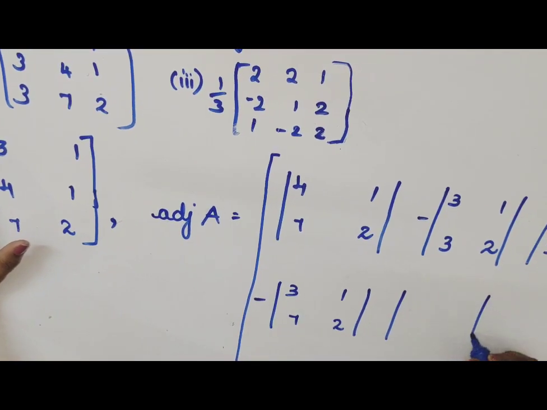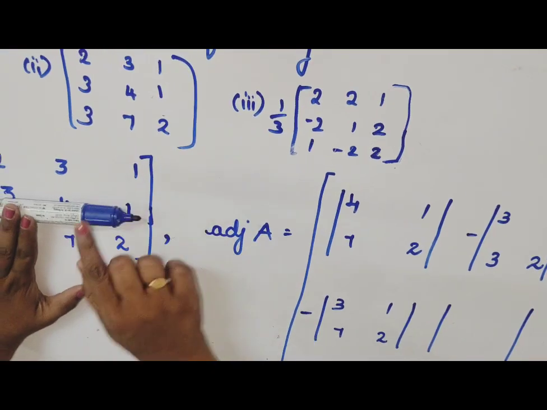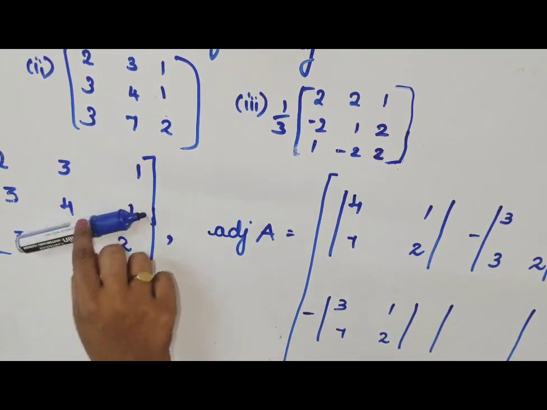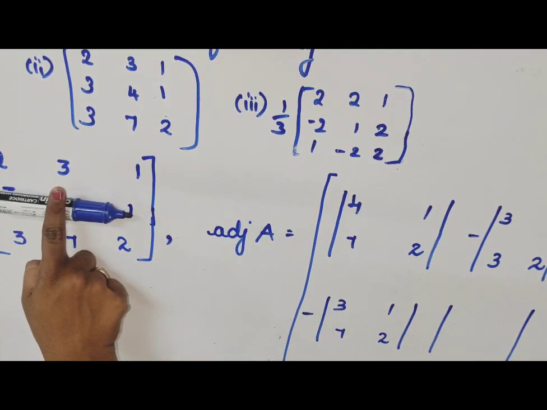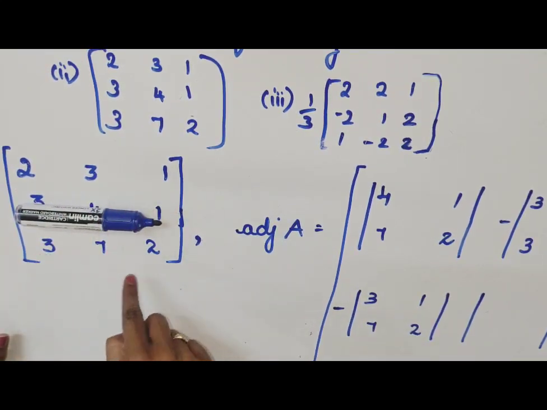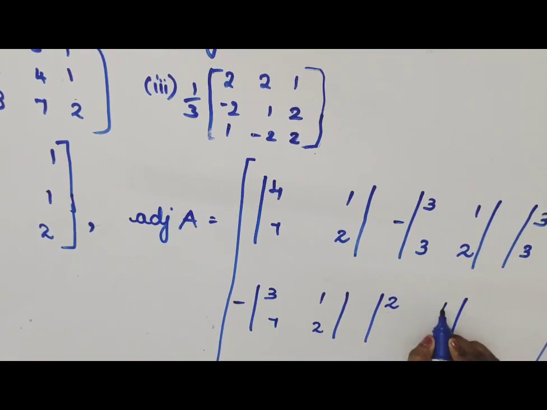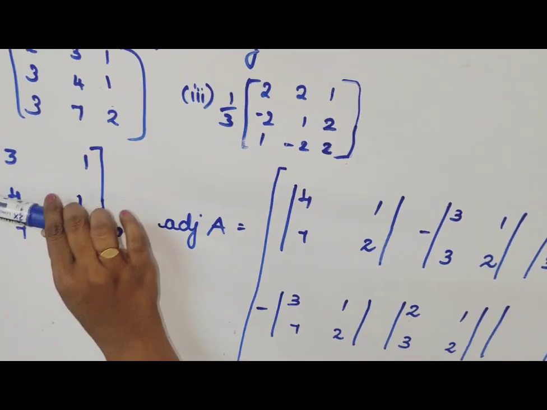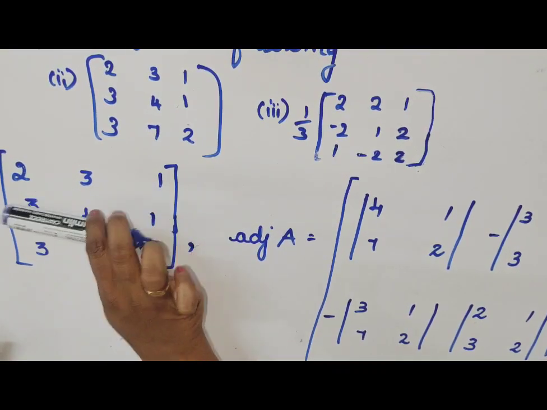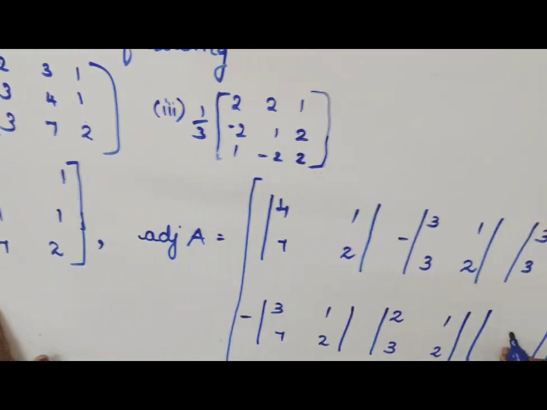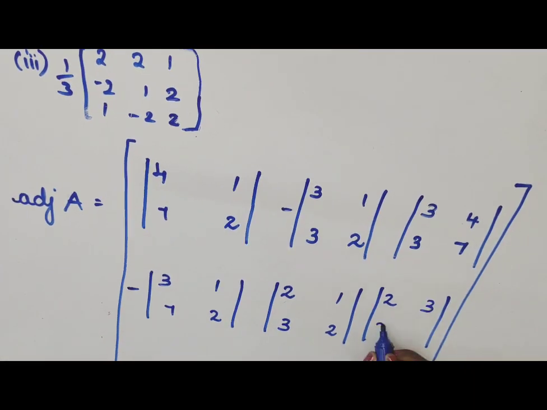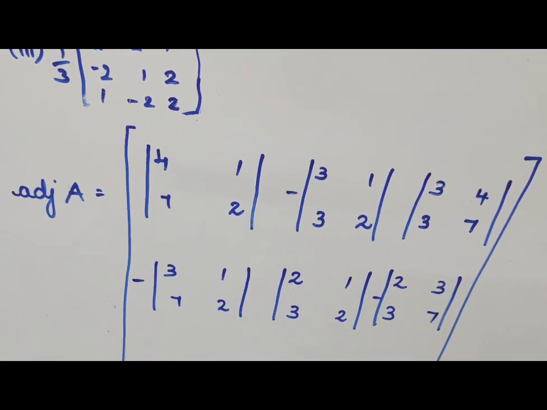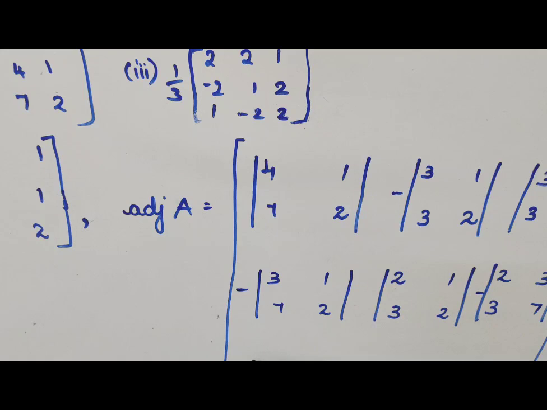For the next term, we will write the minor. For 4, we have to omit the row and column which is touching 4. So the remaining matrix will be 2, 1, 3, 2. For the term 1, we write similarly. It would be 2, 3, 3, 7. And for the alternative term, we have to put the minus sign.